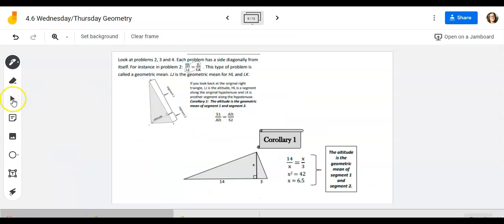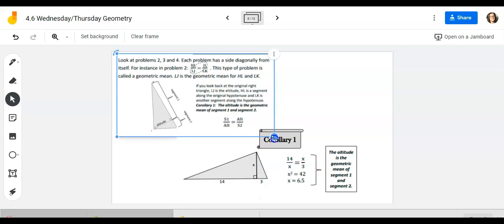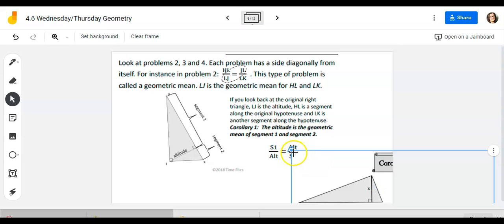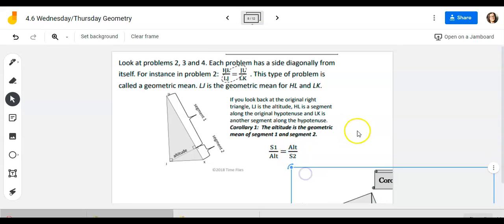So that's leading up to something. I want you to take note of this first part here. Let me move that out of the way. It says, look at problems 2, 3, and 4, the ones from the previous page. Each problem has a side diagonally from itself. So remember I was telling you, JL and LJ are the same. For instance, in problem 2, HL over LJ equals JL over LK. This type of problem is called a geometric mean. LJ is the geometric mean for HL and LK.